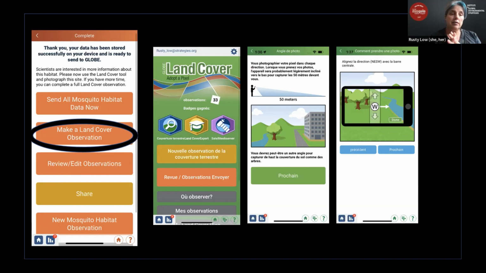And so we are asking people using the Mosquito Habitat Mapper to, when they finish, you have a choice to make a land cover observation. And this is the land cover app. It works the same way, but you take 6 pictures, just like you do with clouds: up, down, north, south, east, and west, and you're done. And this data is incredibly useful for AI, for understanding mosquito habitats, for understanding climate change and the way that mosquitoes are relating to all those variables.